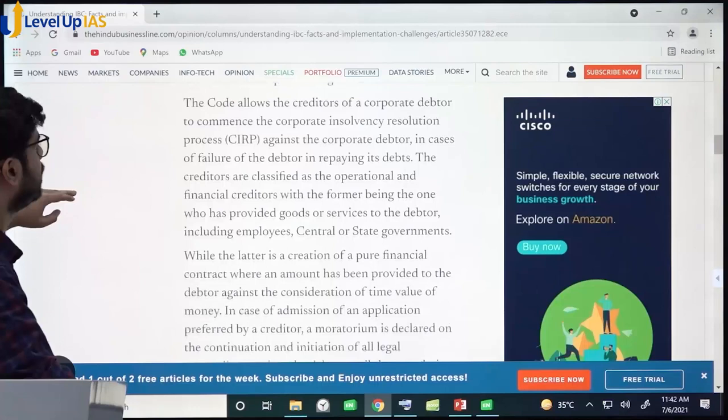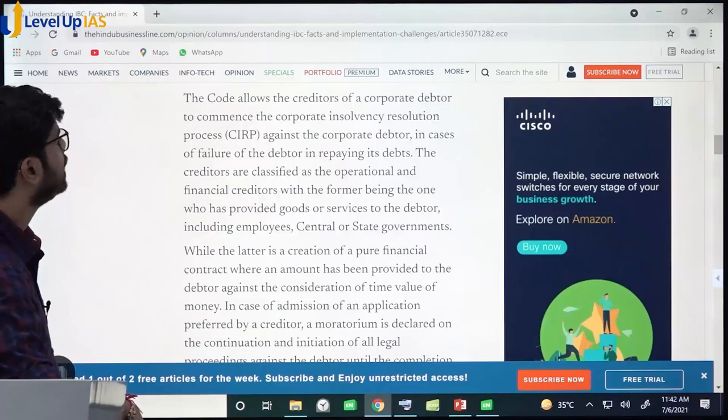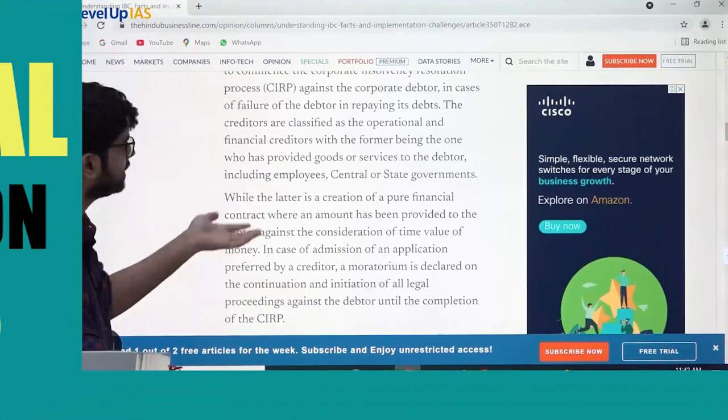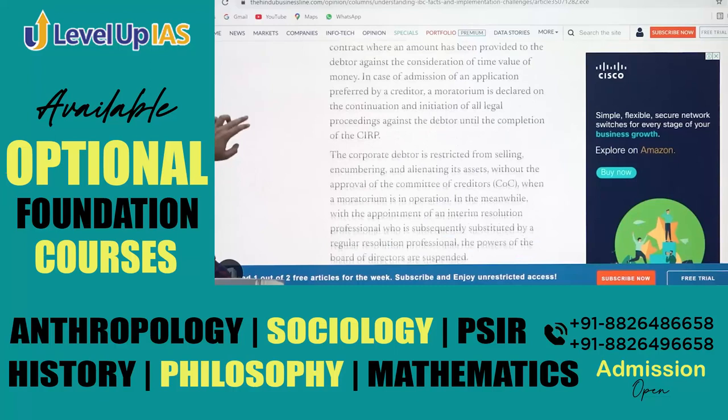Theek hai, this is very general. The code allows the creditors of a corporate debtor to commence the corporate insolvency resolution process. Yes or no? Against the corporate debtor in cases of failure of debtor. The creditors are classified as operational and financial, we told this. While the former being the one who has provided goods or services to the debtor, including employees, central or state government. They are all operational creditors. While the latter is a financial this thing.